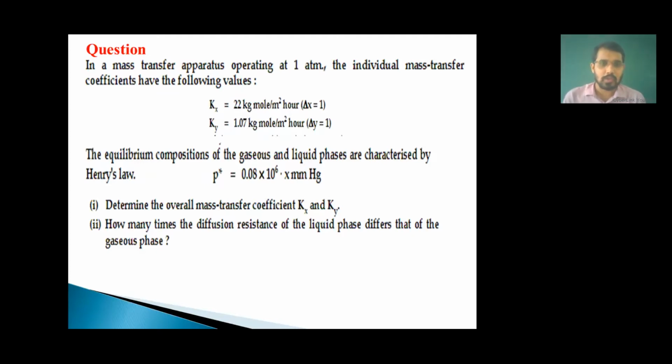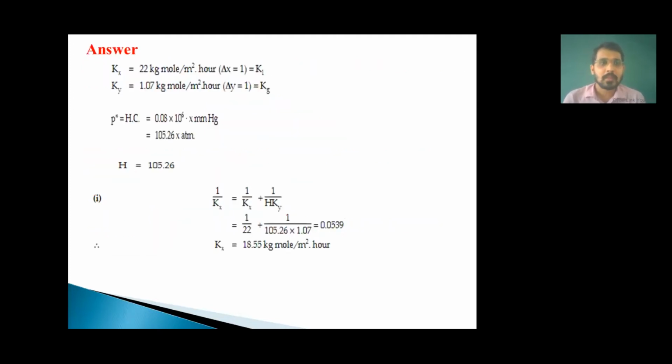The equilibrium composition of the gaseous and liquid phases are characterized by Henry's law. The Henry's law equation is given as P star is equal to 0.08 into 10 raised to 6 x mmHg. X is nothing but composition. Determine the overall mass transfer coefficient, capital Kx and capital Ky, and the second part is how many times the diffusion resistance of the liquid phase differs from that of the gaseous phase. So this is the answer for this question.